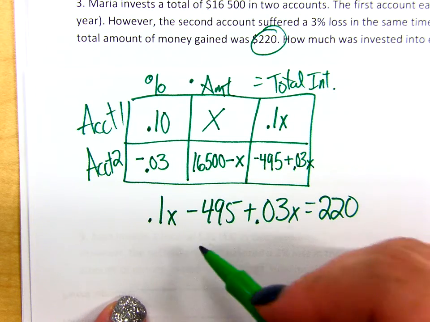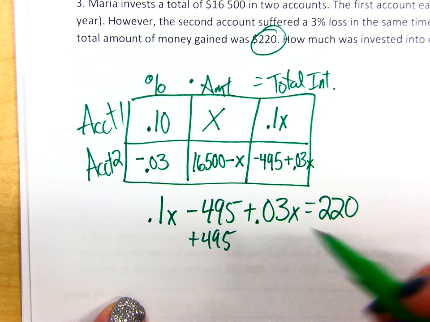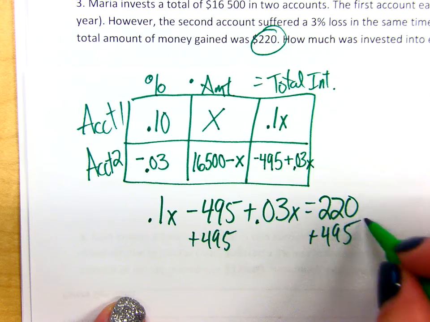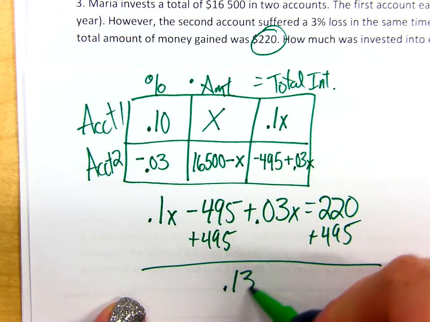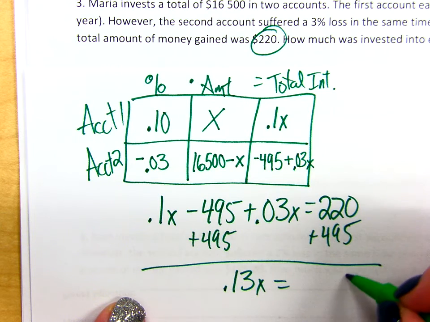So let's combine some like terms and add the 495. 0.1x and 0.03x would be 0.13x. And then here I'm going to get 715.